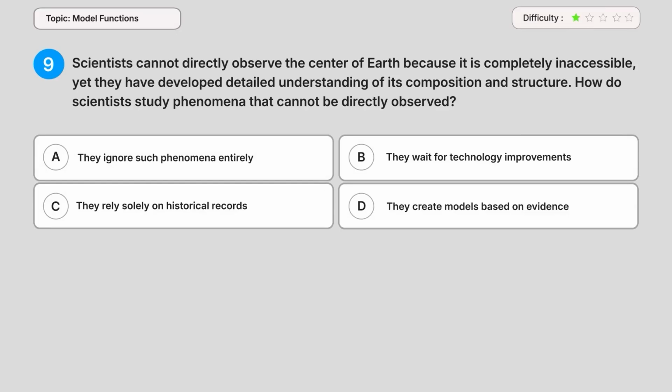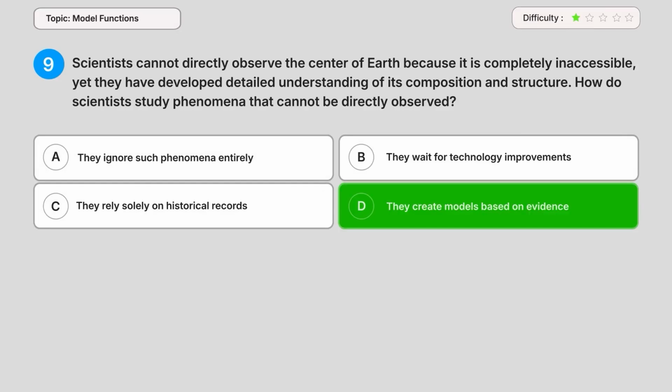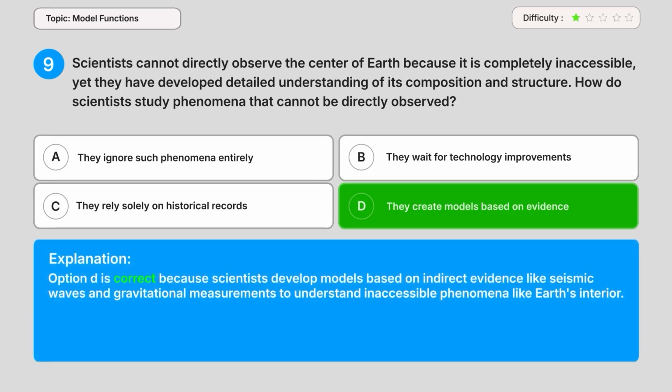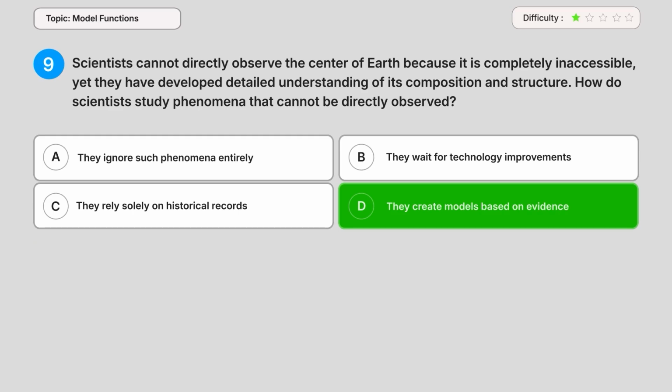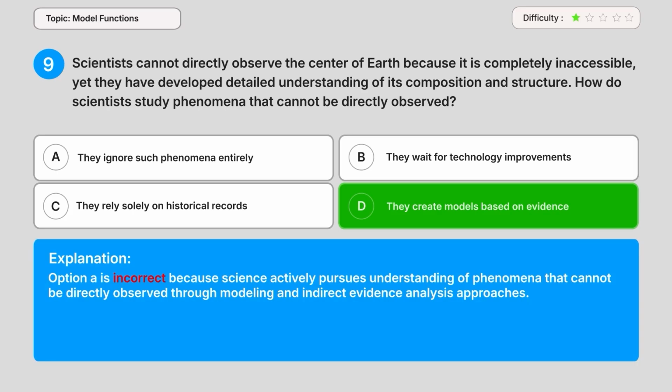Correct answer: D. They create models based on evidence. Explanation: Option D is correct because scientists develop models based on indirect evidence, like seismic waves and gravitational measurements, to understand inaccessible phenomena like Earth's interior. Option A is incorrect because science actively pursues understanding of phenomena that cannot be directly observed through modelling and indirect evidence analysis approaches.